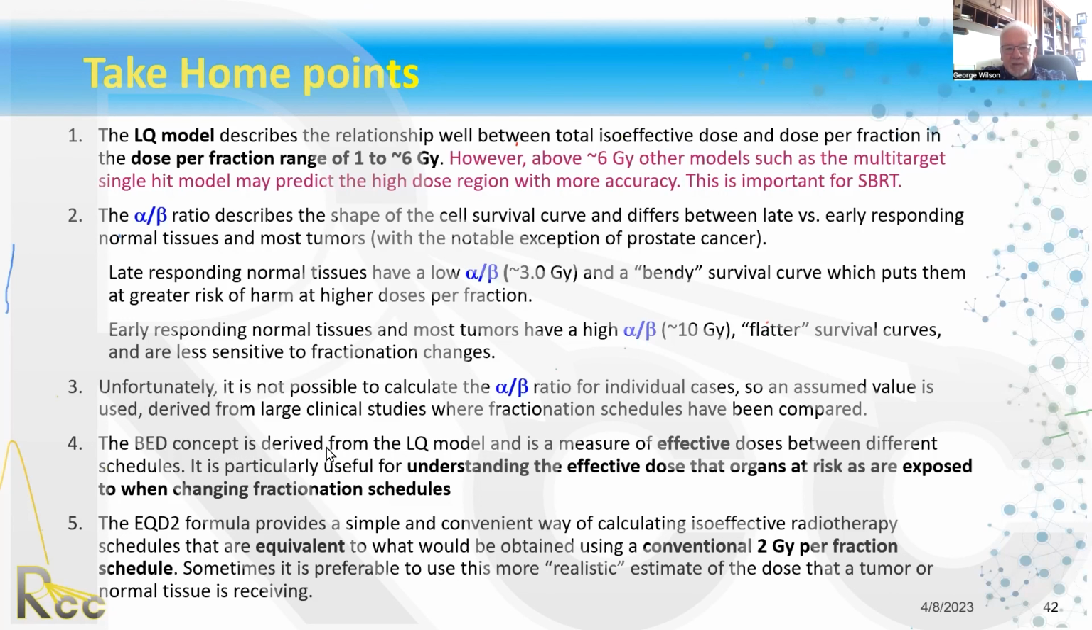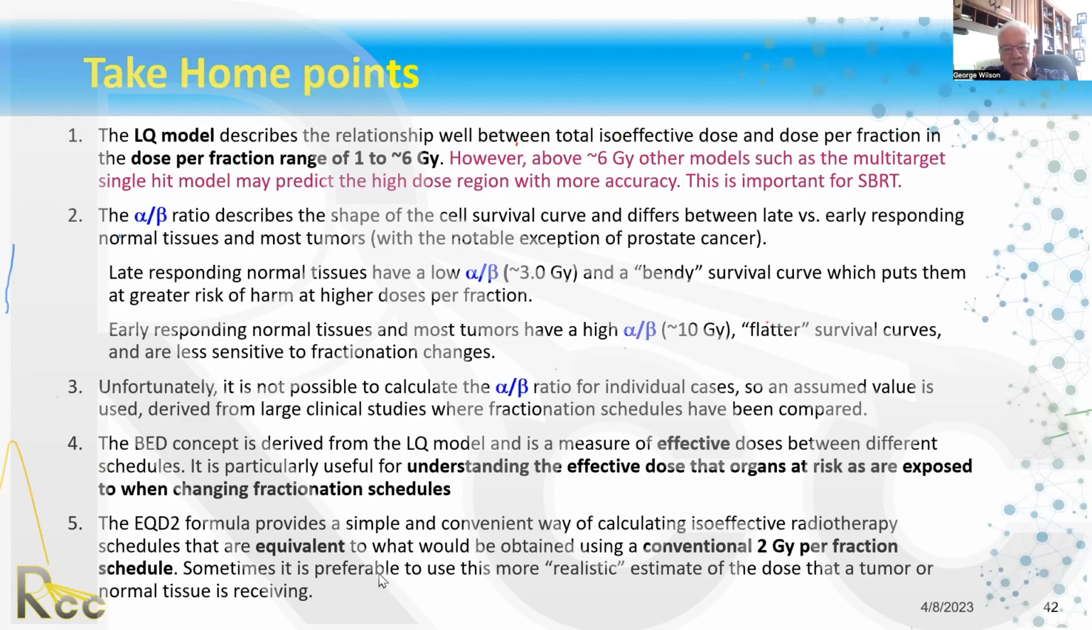The BED concept is derived from linear quadratic. It's a measure of the effective dose between different schedules. So it's particularly useful for understanding the effective dose that organs at risk are exposed to when you change a fractionation schedule. The equivalent dose in 2 gray formula is a convenient way of calculating iso-effective radiotherapy schedules that are equivalent to what would have been obtained using a conventional 2 gray per fraction schedule.